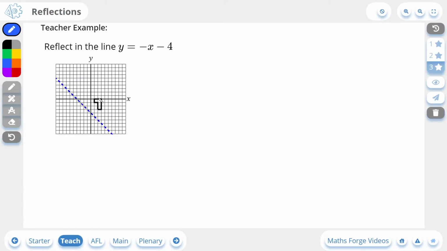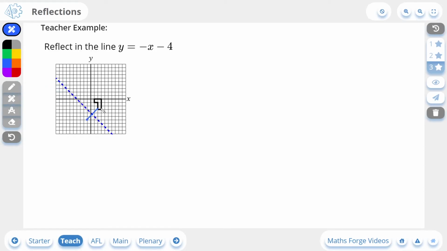Now we'll do a 3-star example. Here we're being asked to reflect this shape in the line y equals negative x minus 4. So as we can see, this upside down L shape is on the right hand side of this diagonal line, which they've given us. And just as we've done in the previous examples, I'm going to pick a corner on this shape and find out the distance from this corner to the mirror line. So I'm going to begin by picking this bottom left-hand corner here. And if I count how many squares away it is from the mirror line, it's going to be 1.5 away. So the reflected corner on the other side of the mirror line is going to be 1.5 away as well. So it's going to be a half and 1. So it should be here. And I'm just going to draw a point to label it.